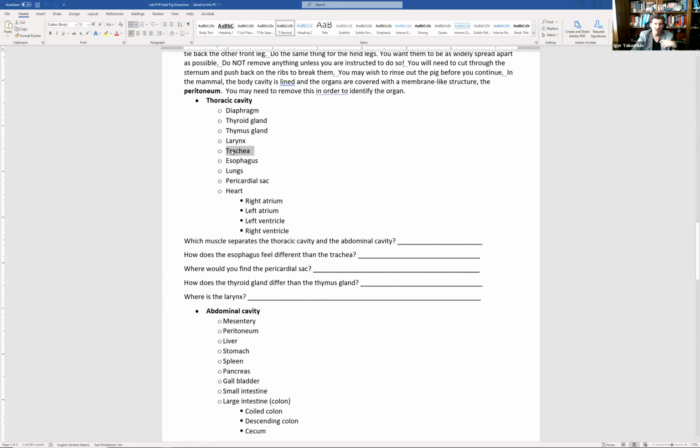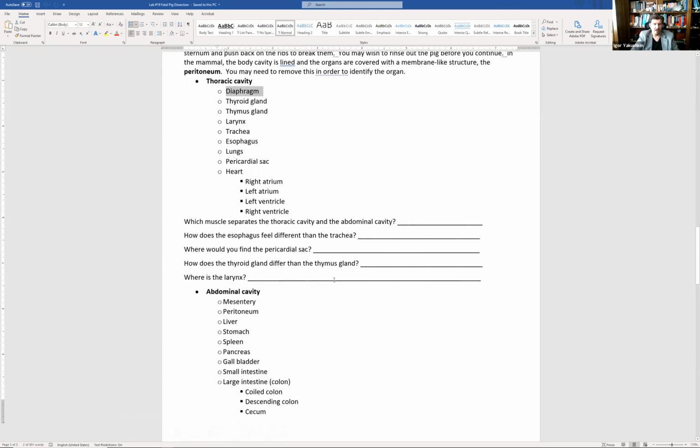So diaphragm, trachea, lungs, definitely know the lungs, the right one and the left one. The heart will be located in the pericardial sac. We already talked about that, but make sure that you will be able to identify the heart and of course the left side versus right side. Which muscle separates thoracic cavity from abdominal? That would be diaphragm.